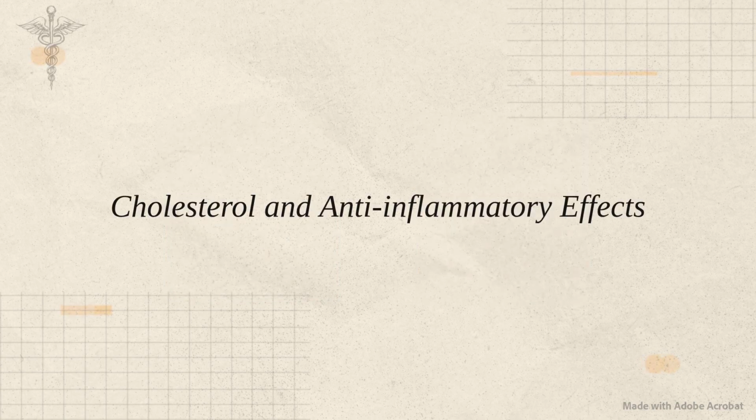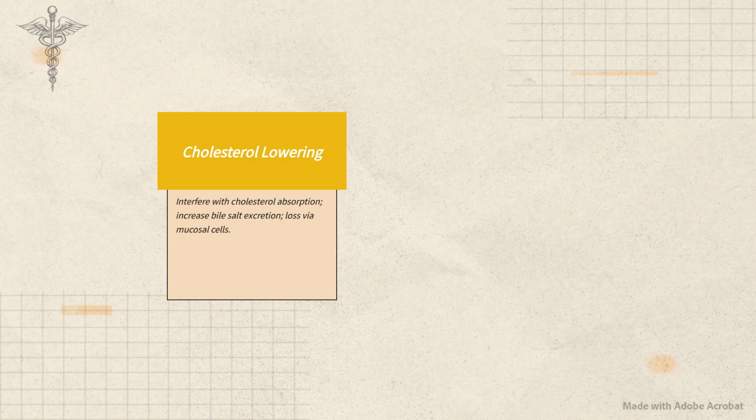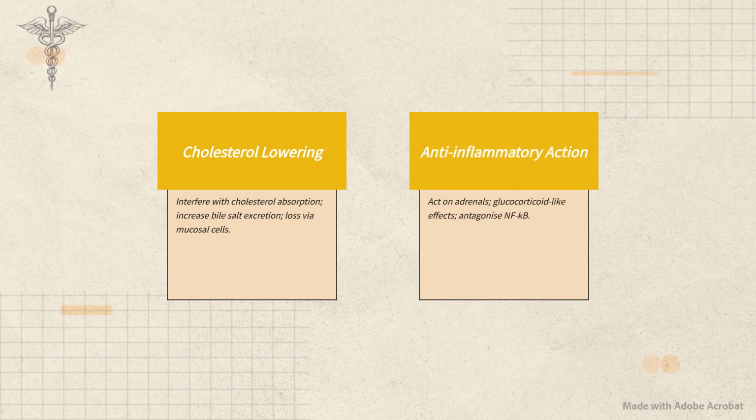Saponins can lower cholesterol and reduce inflammation, acting through multiple pathways in the body. Cholesterol lowering happens as saponins interfere with cholesterol absorption, increase bile salt excretion, and cause loss via mucosal cells. Anti-inflammatory action is due to saponins acting on the adrenals, showing glucocorticoid-like effects, and antagonizing NF-κB.